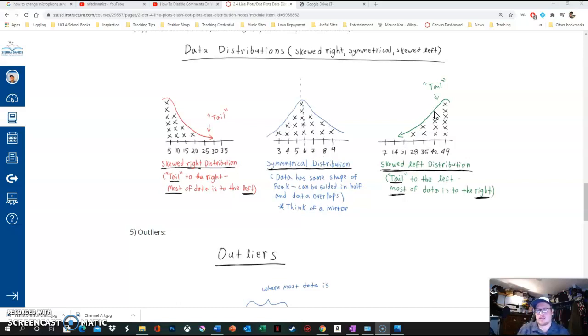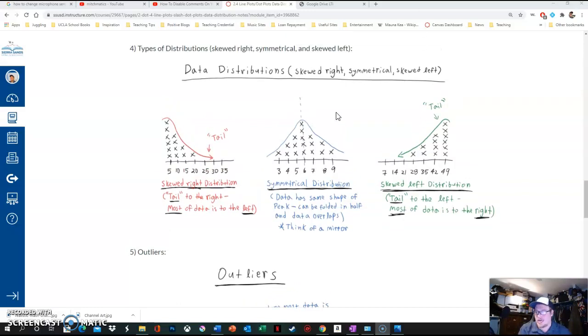Now, lastly, a skewed left distribution is just the opposite of a skewed right. All of my data is on the right side of the plot. So remember the opposite name. Skewed left means most of the data is to the right. Or another way you can remember it is most of my data starts disappearing to the left. So it's called a skewed left distribution.